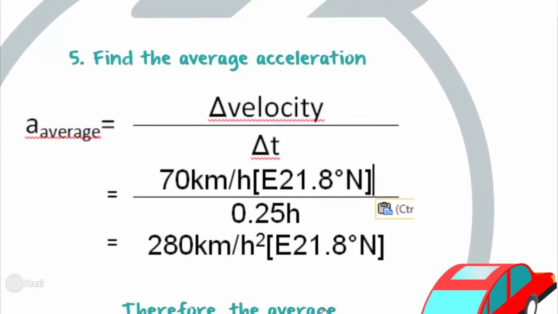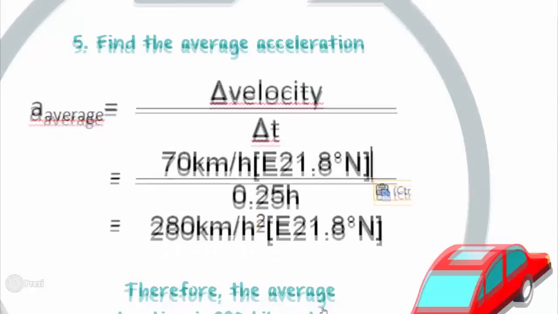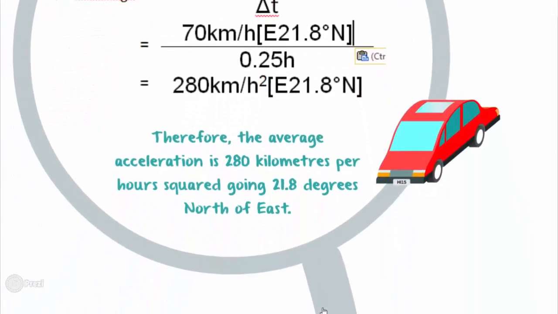values into the equation for average acceleration. After inputting our values, the resulting acceleration is 280 kilometers per hour squared while traveling in the direction east 21.8 degrees north.